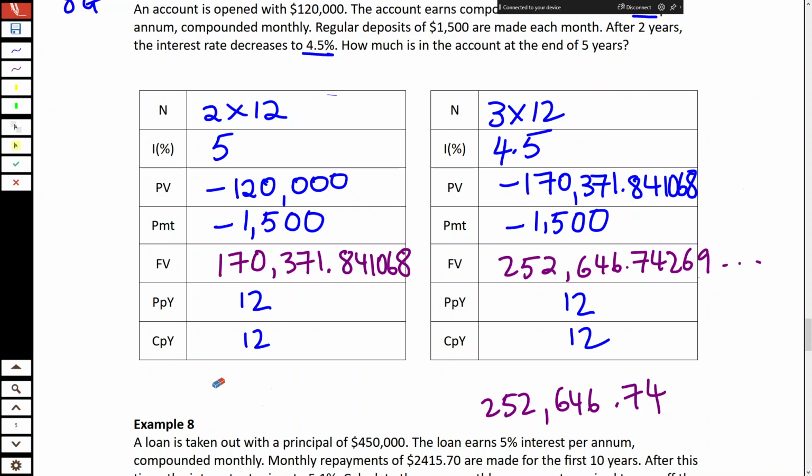So I'm still getting this. Other people got this as well. So 24, 5, 120k, negative 1500, 12, 12. And so delete the final value and then press enter again. The one that you leave blank is the one you're solving for.